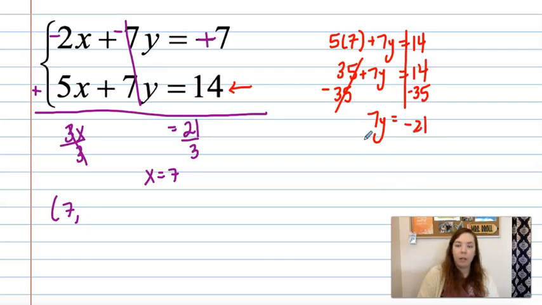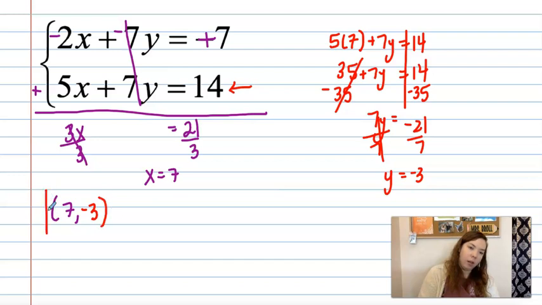Negative 21 is what I think you get there. So divide by 7, you'll get y equals negative 3. Okay, so there's our final answer. All right, next example.